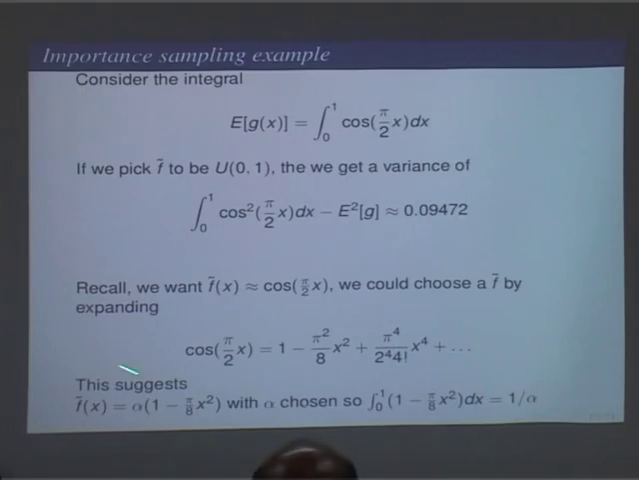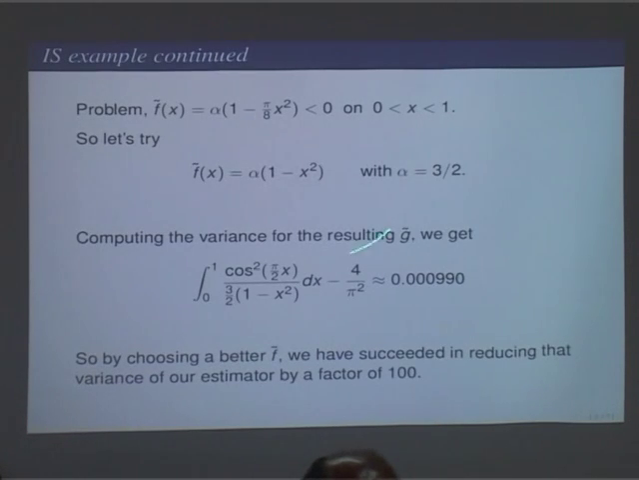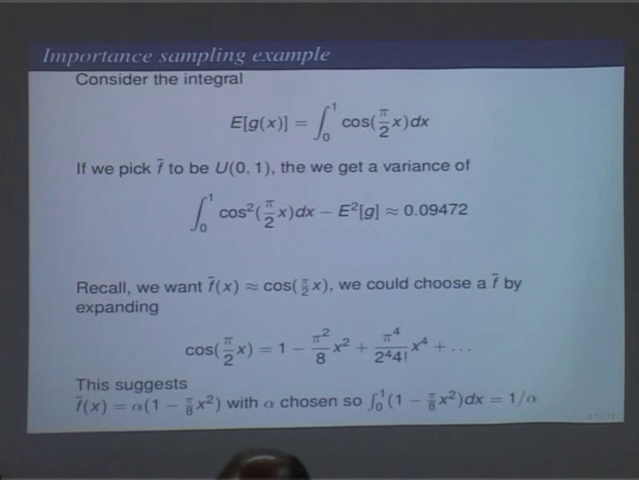The tool we have here is just a Taylor expansion. This one hits 0 before 1, so that's not going to work. So we'll take the Taylor expansion that hits 0 exactly at 1. Then you need to normalize this. But now if you do this variance calculation, we've reduced the variance by a factor of 100, just by thinking about the problem a little bit before going forward.